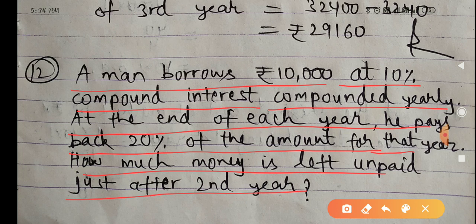What is given in the question? First of all, the man is borrowing 10,000 rupees, means starting principal is 10,000 rupees. Rate of interest is 10% per annum. Interest is calculated yearly. Now, at the end of each year, he is paying 20% of the amount of that year. Suppose after first year, for that amount, 20% he is paying back. So you see the solution.